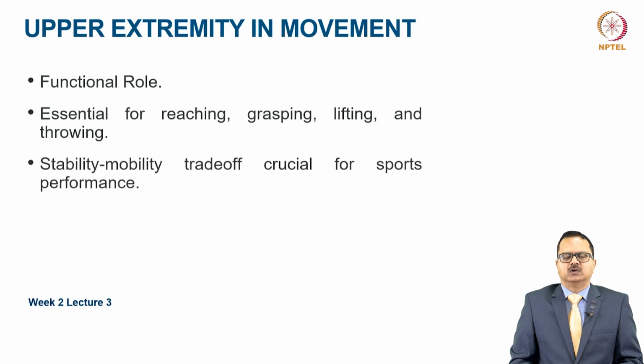There is a big role of the upper extremity in movement, and it's a functional role. The upper extremity is essential for reaching, for grasping, for lifting, and for throwing. And the stability and mobility trade-off is crucial for sports performance. You want good stability, but you also want good mobility in the upper extremity joints.